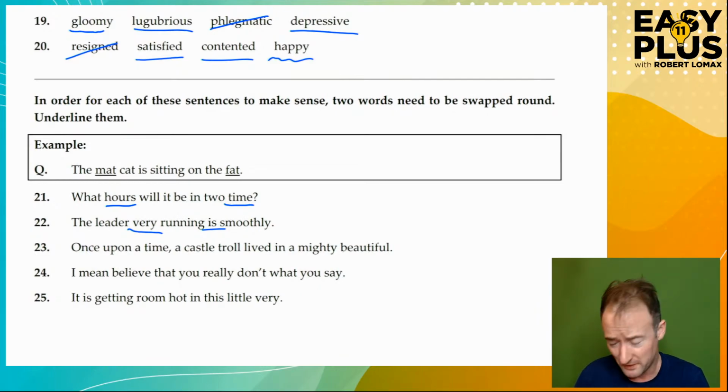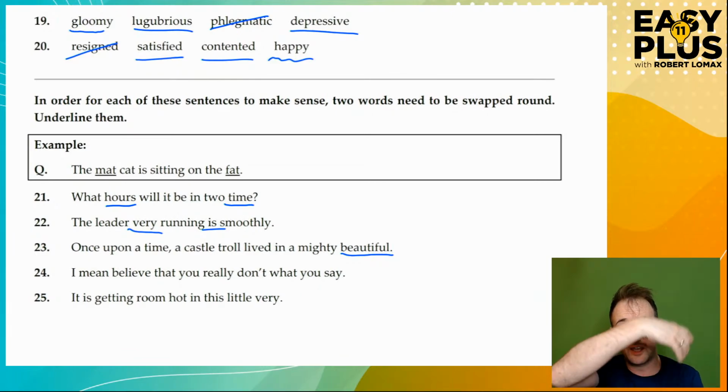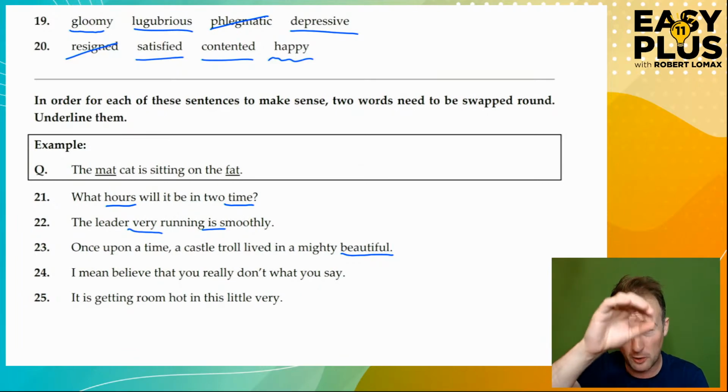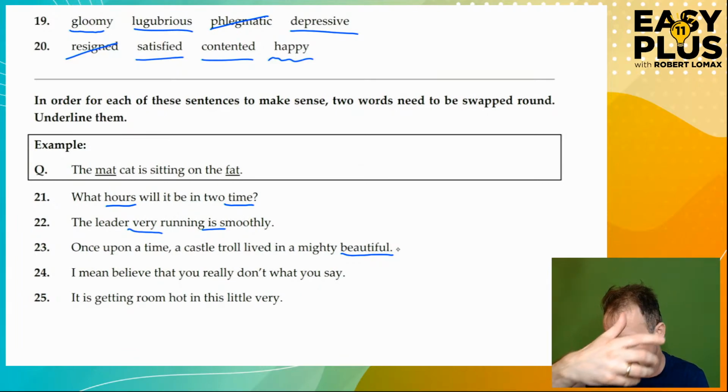Once upon a time, that all looks like it belongs, a castle troll lived, a castle troll could be a thing, lived in a mighty beautiful. Okay, beautiful is clearly wrong. A mighty beautiful, we need a noun. Lived in a mighty noun. So if you're thinking about parts of speech, that really helps you. Mighty adjective, noun, something. Beautiful is an adjective. We need a noun. What have we got?